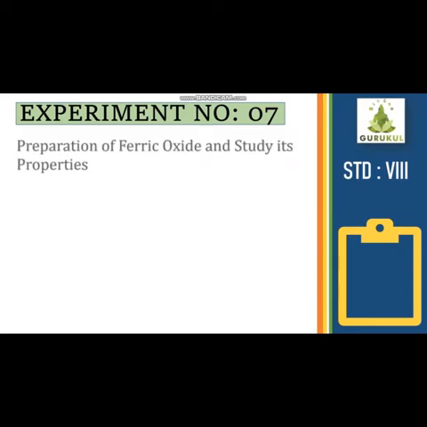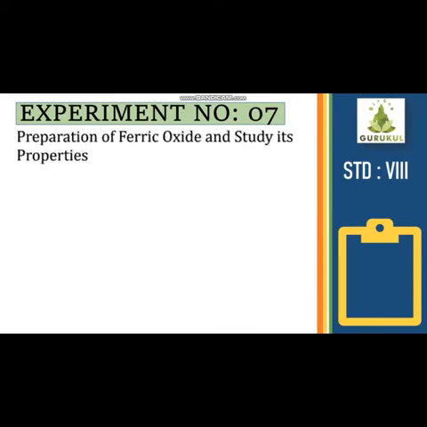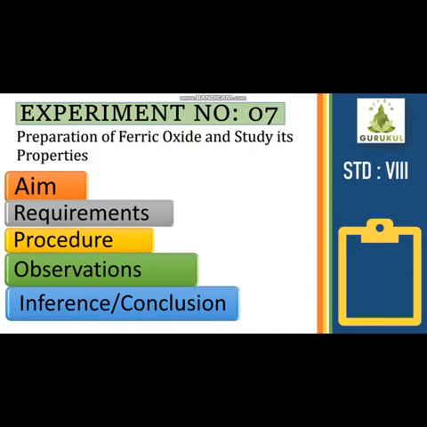We are learning experiment number 7. What is the title of the experiment? Preparation of ferric oxide and study its properties. That means, students, we are going to prepare ferric oxide in our laboratory. It is a compound that we are going to prepare, we are going to extract, and then after that we are going to study its different properties.